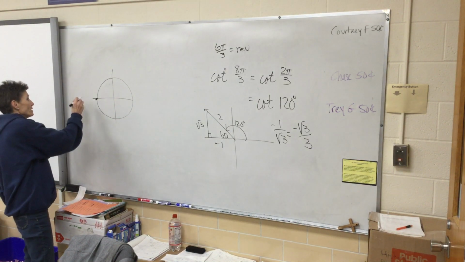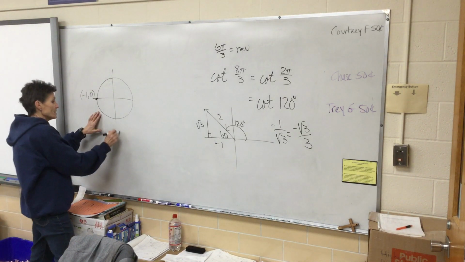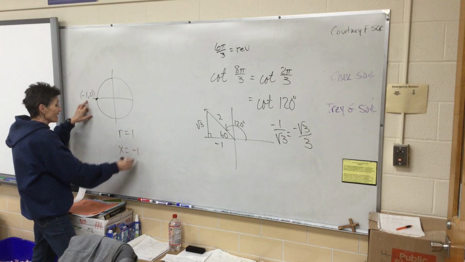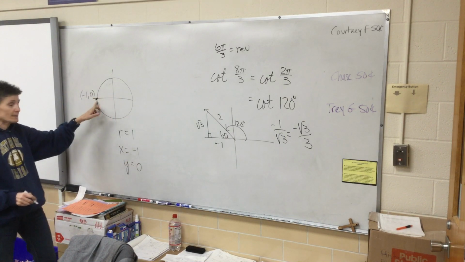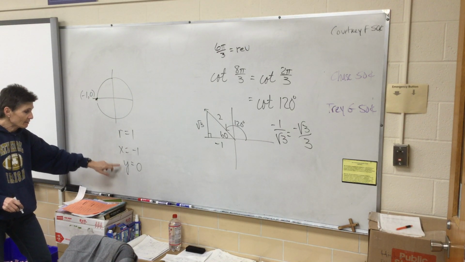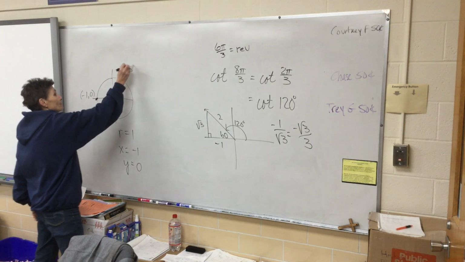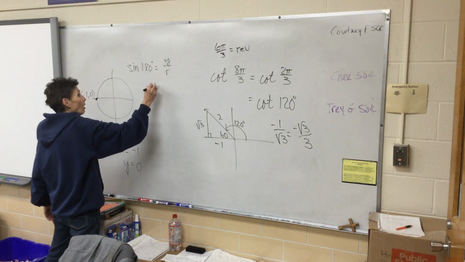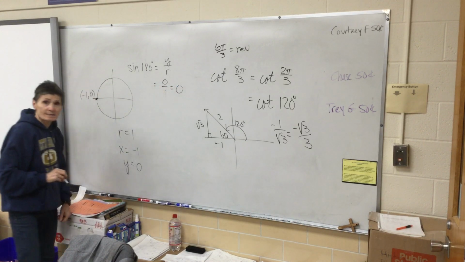So that point on the circle is negative 1, 0. This is a unit circle. Its radius is 1. The x value is negative 1 and the y value is 0. For 180 degrees in the unit circle, the point is negative 1, 0. We want the sine. Sine is y over r, so my answer is 0 over 1 or 0.